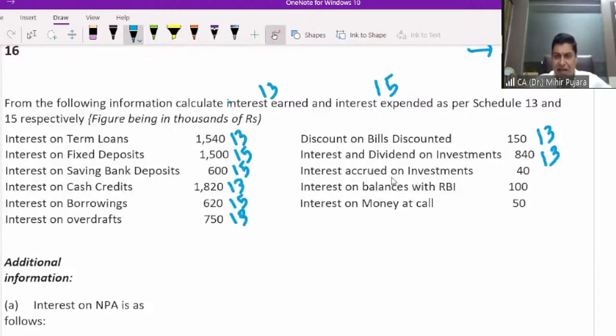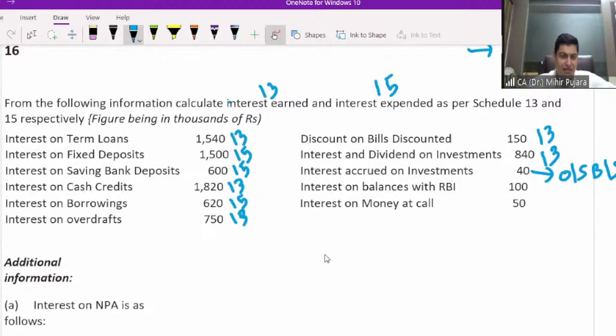Then interest accrued on investment. Guys, this is outstanding. So it will be only in balance sheet. It is not in adjustment. It is in trial balance. So this interest will be only in balance sheet because it is in trial balance.